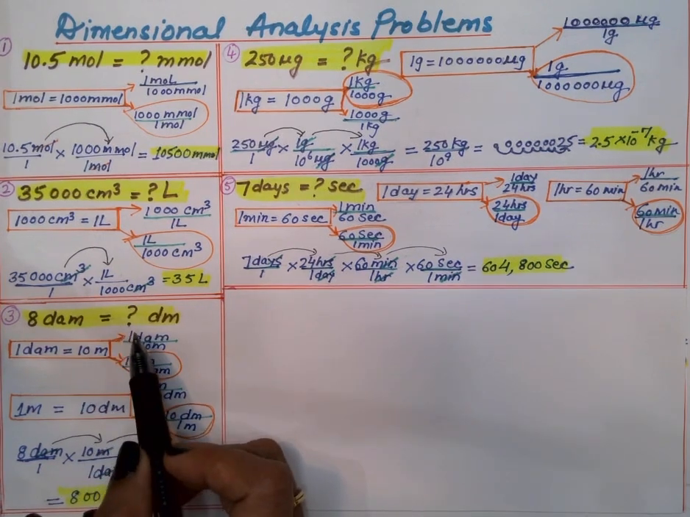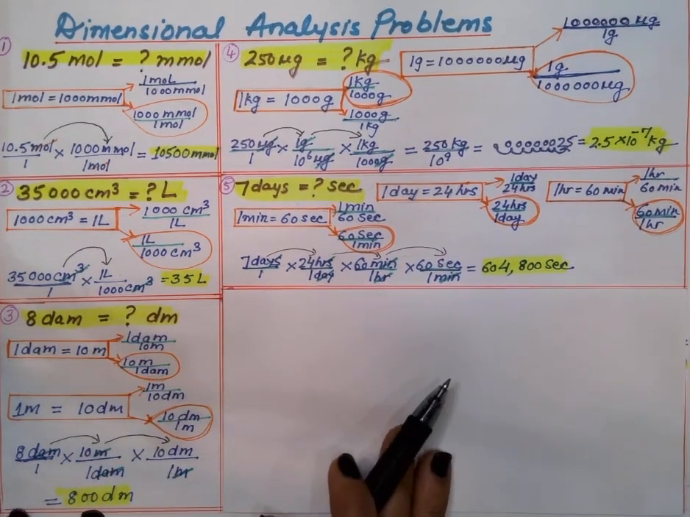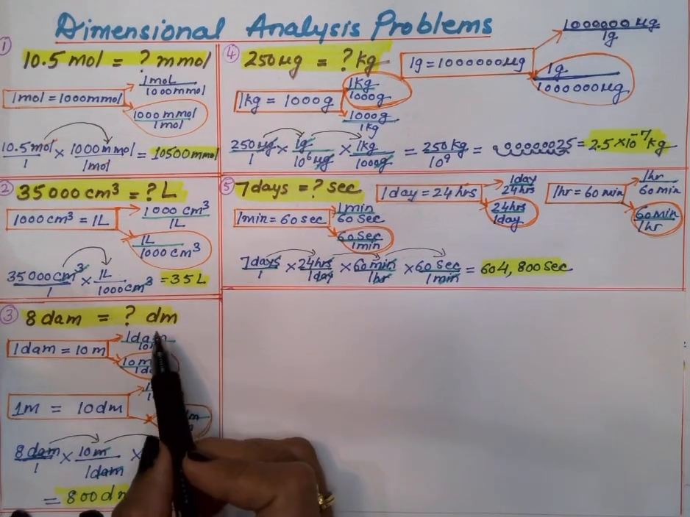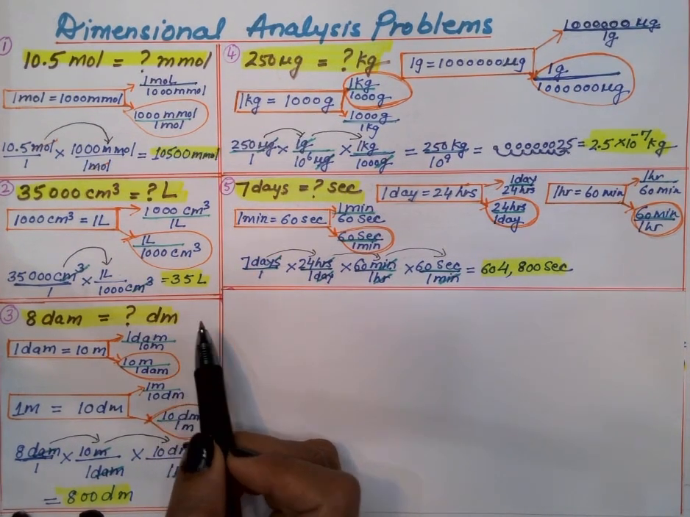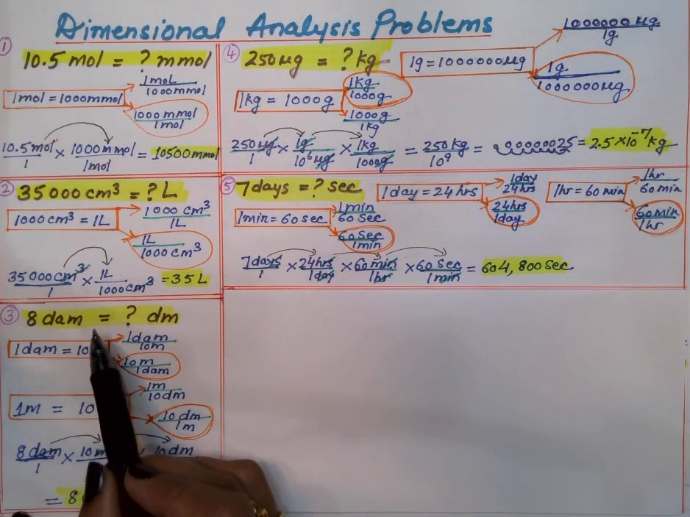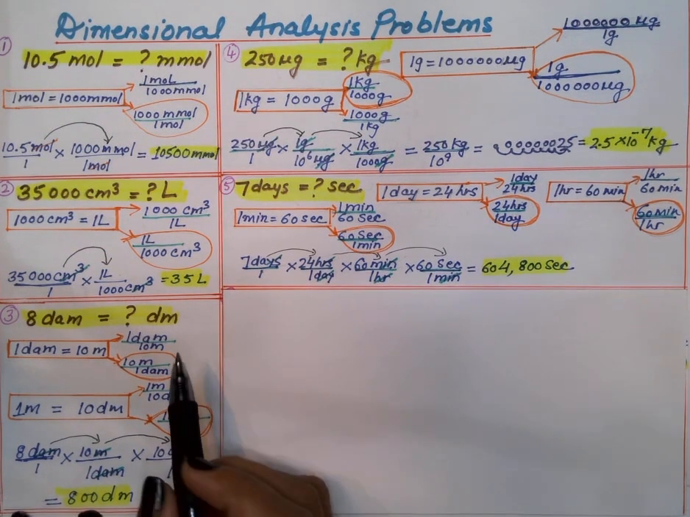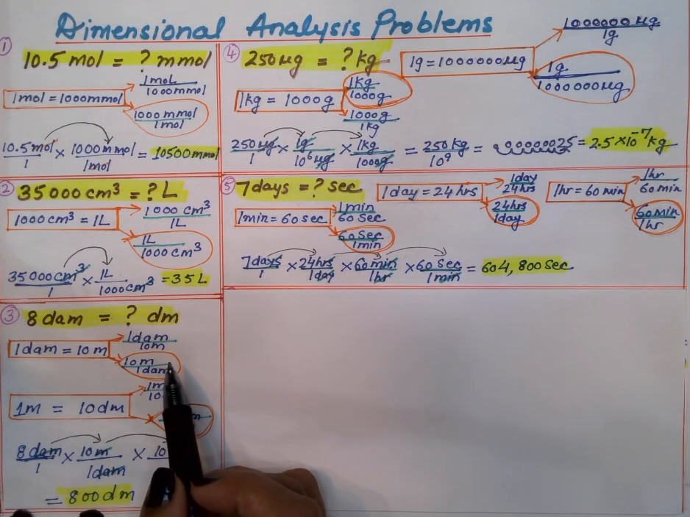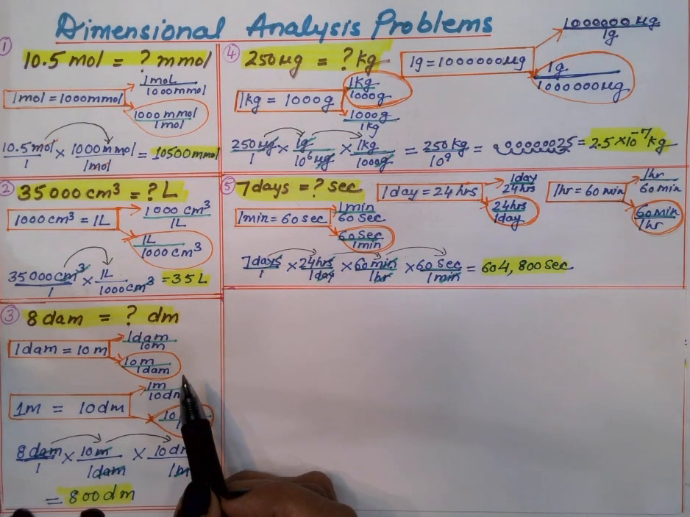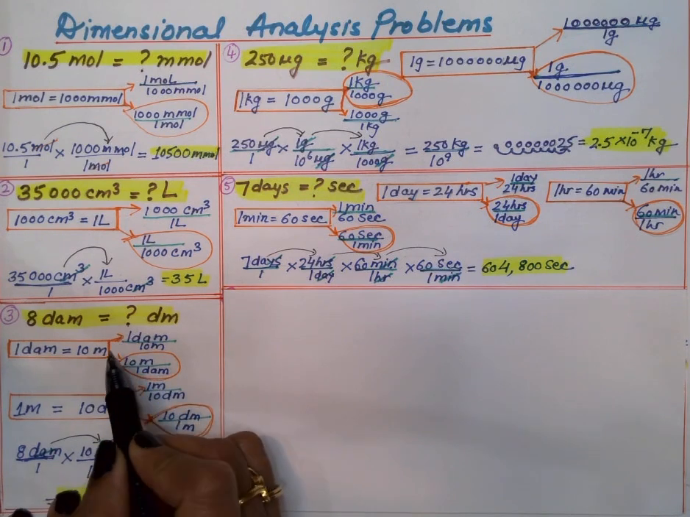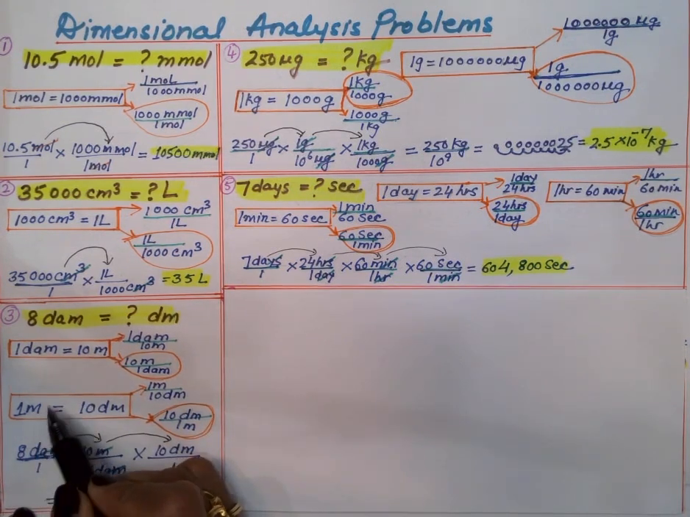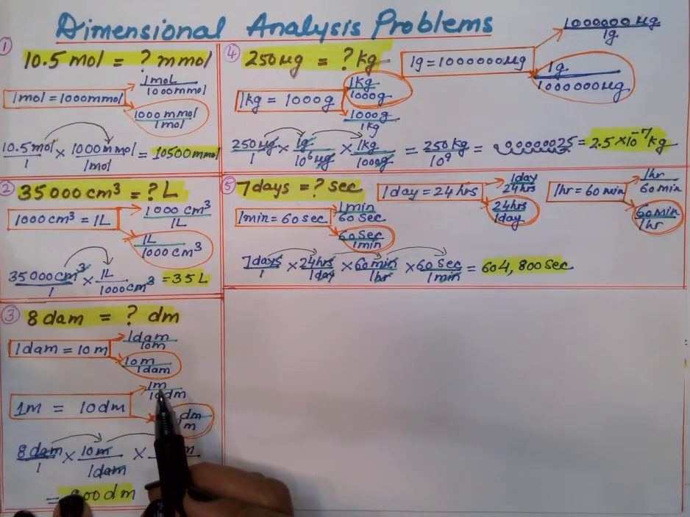Now here, 8 decameters, and we want to find out how many decimeters there are in 8 decameters. We rarely use deca and deci, but let's decipher this. You're using two conversion factors here because deca and deci are both connected by the base unit meter. So they are not showing the direct relationship.